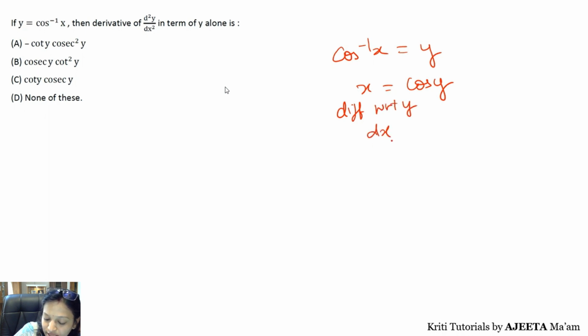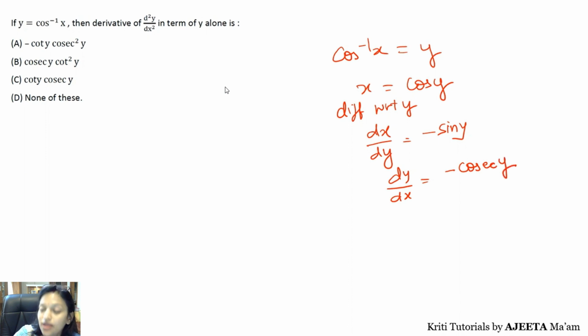So what we will get: dx by dy is equal to minus sin y. Correct? But I have to take the reciprocal because I need d square y by dx square. So what will I get? The reciprocal of sin is cosec. Now it's a simple question. Now we have to find d square y by dx square, so we will have to differentiate it with respect to x now.